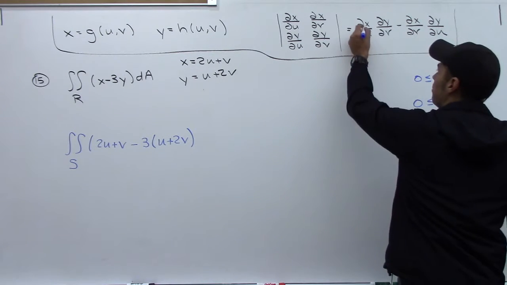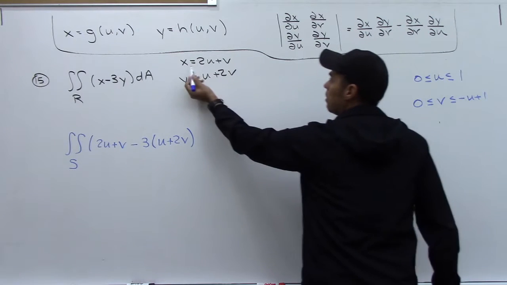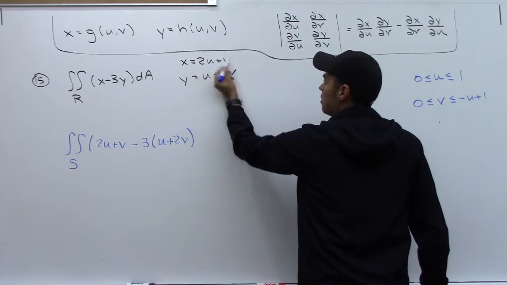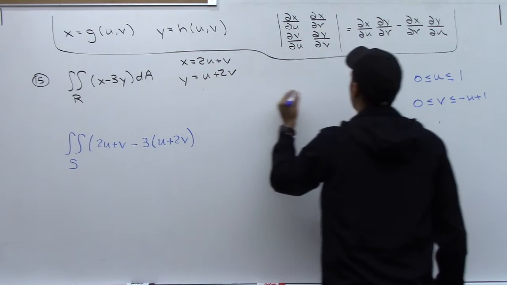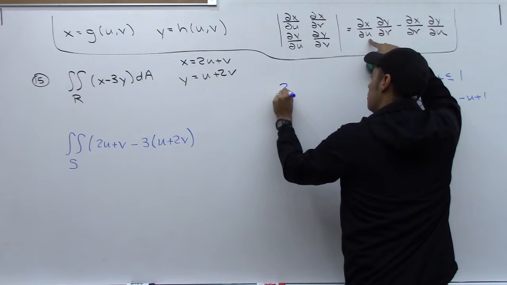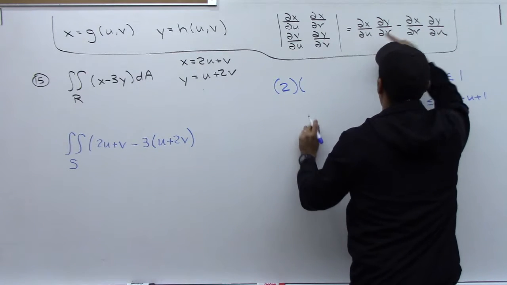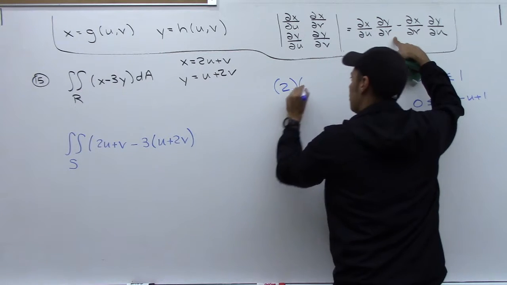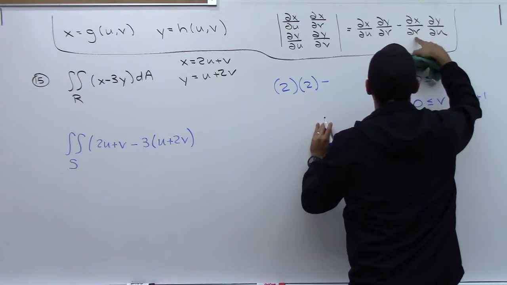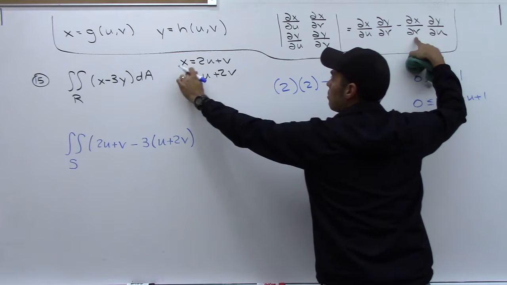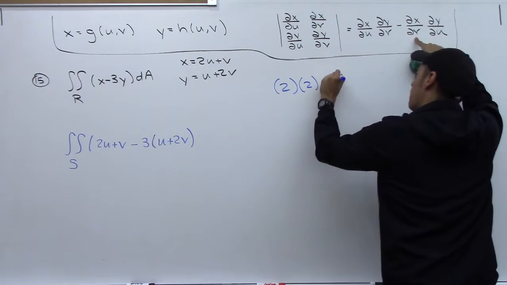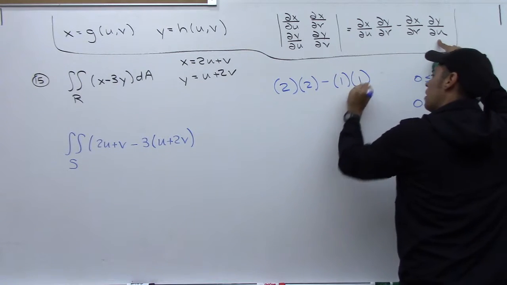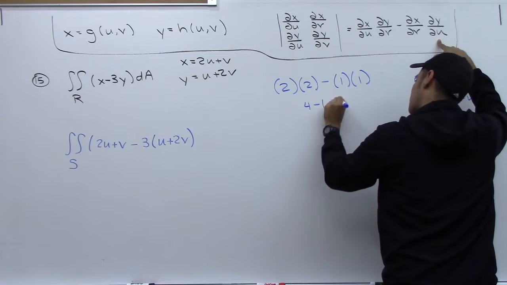So I need the partial of x with respect to u. I look at here, partial of x with respect to u is the derivative of this with respect to u. I treat v like a constant. That's just going to give me 2. So this right here gives me 2 times partial of y with respect to v. Partial of this with respect to v is just 2 again, minus the partial of x with respect to v. Partial of this with respect to v is 1, times partial of y with respect to u, which again is 1. So you get 4 minus 1, which is 3.